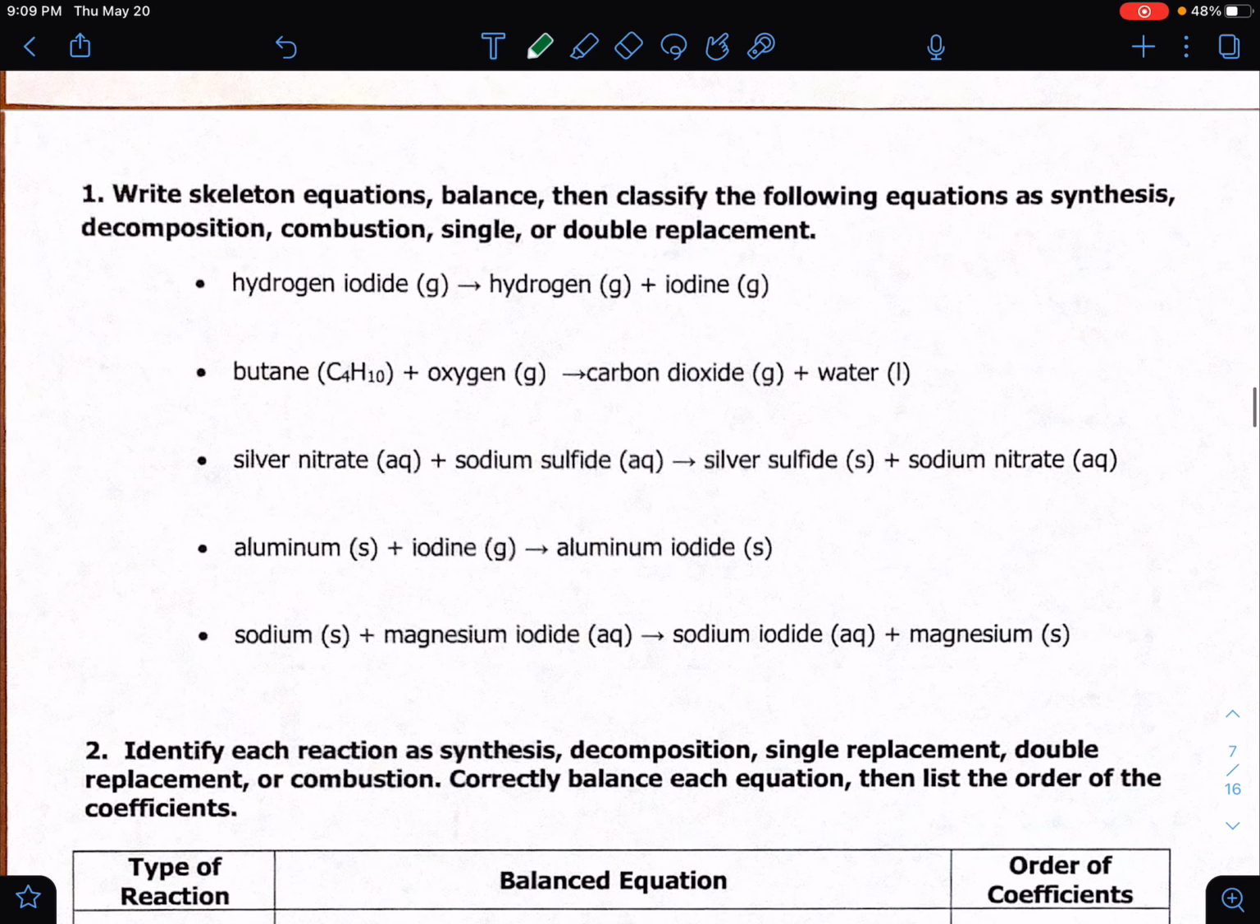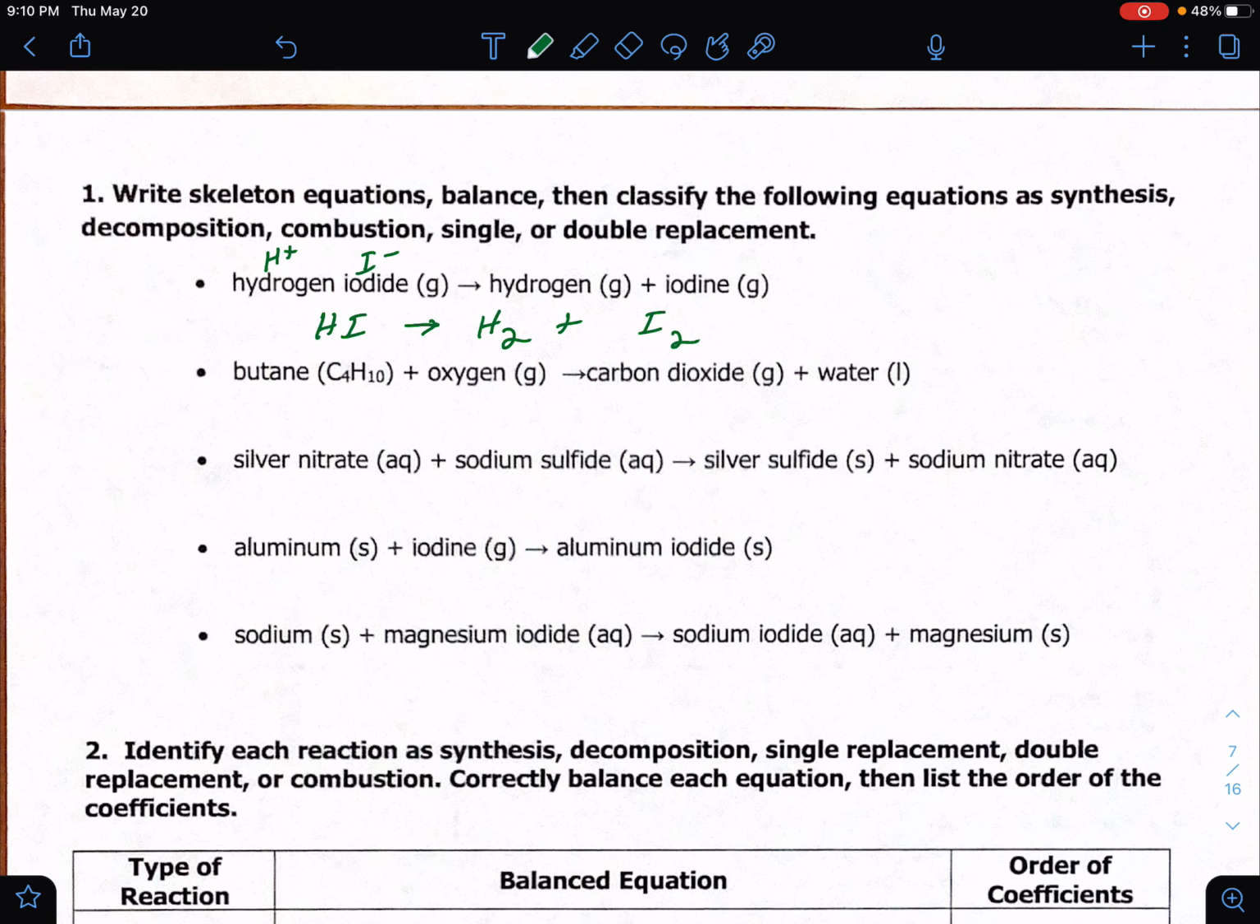Okay, number one. So moving on to this. Write skeletal equations, balance, then classify the following equations as synthesis, decomposition, combustion, single or double replacement. So I have hydrogen iodide. So hydrogen is H plus. Iodine is I with a -1. Okay, so I put these together. So this is going to be HI. This breaks apart into hydrogen and iodine. So remember your diatomics though, Brinkelhoff. So H cannot be by itself, so this would be H2. And I cannot be by itself, so this would be I2.